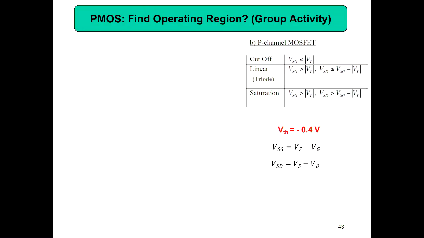So PMOS. This is a PMOS. By looking at it, for the PMOS, as in the case of PNP, the arrow is going down, because this is the direction of the current. So the threshold is minus 0.4, because you are connecting a negative voltage to the gate. So this one, whether it is in cutoff, linear, or saturation.